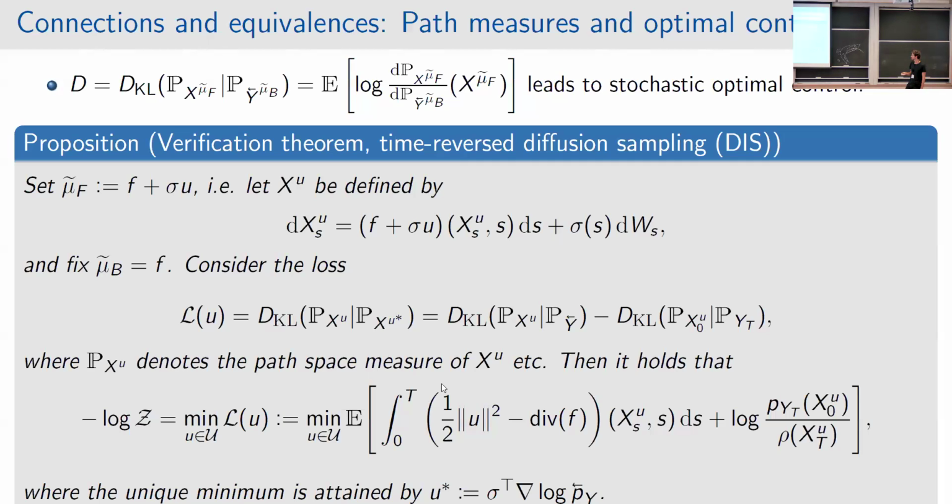Then this loss can be written exactly as a cost functional of a stochastic optimal control problem, right? So it has some running costs here, and it has some terminal costs, which is basically the negative log density, unnormalized. And the unique minimum is attained exactly by the score function. So I would say, as Molay said, it's highly related to optimal control. Actually, if you have the density, it's exactly a stochastic optimal control.